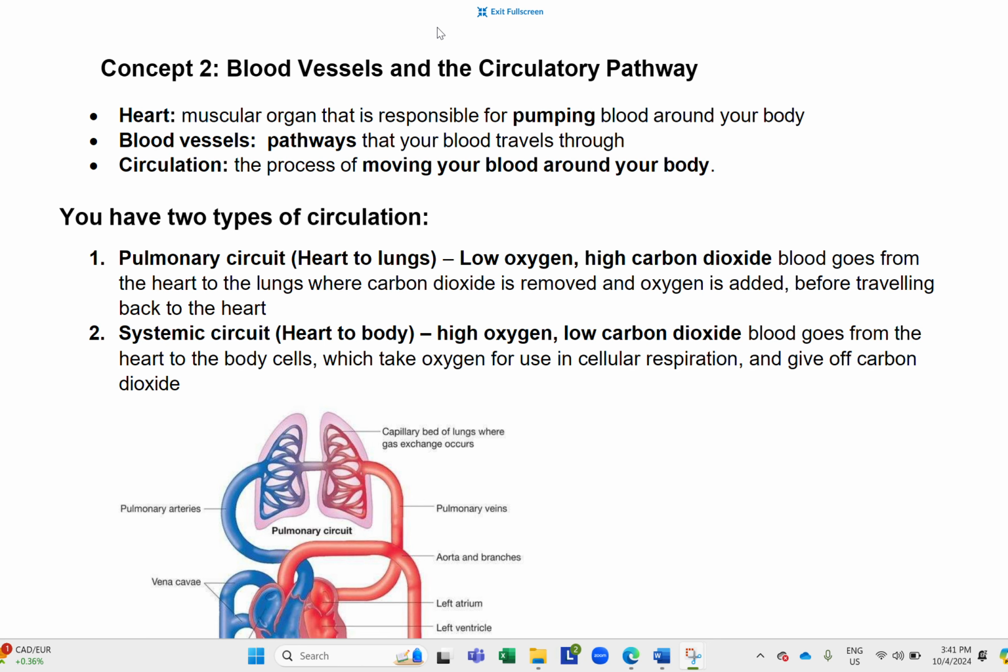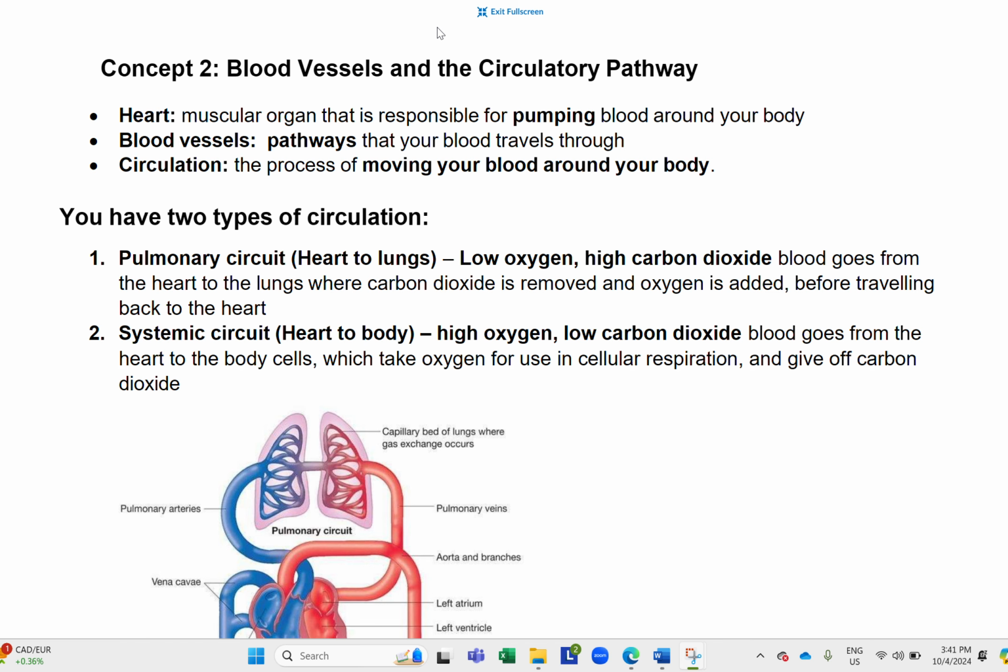Class, so the next concept we're going to learn about is the role that blood vessels play in our circulatory system, and we're going to talk about the circulatory pathway. So where the blood goes and why. So we are going to take a look at the role of the heart as the pump of our circulatory system, and the blood vessels.